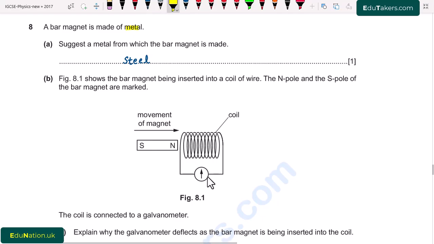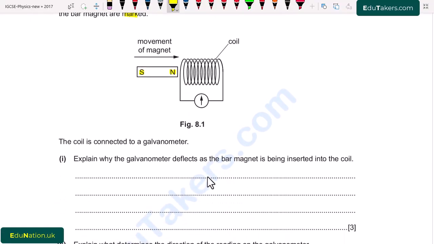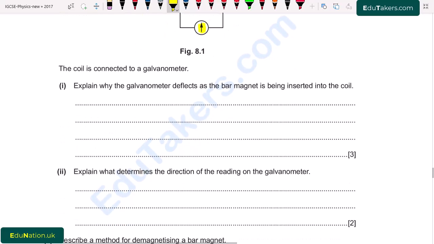Part B. Figure 8.1 shows the bar magnet being inserted into a coil of wire. The north pole and the south pole of the bar magnet are marked. So this is the bar magnet and these are two poles, north pole and south pole. And there is also a coil that is attached to the galvanometer. The coil is connected to a galvanometer. Part 1. Explain why the galvanometer deflects as the bar magnet is being inserted into the coil.